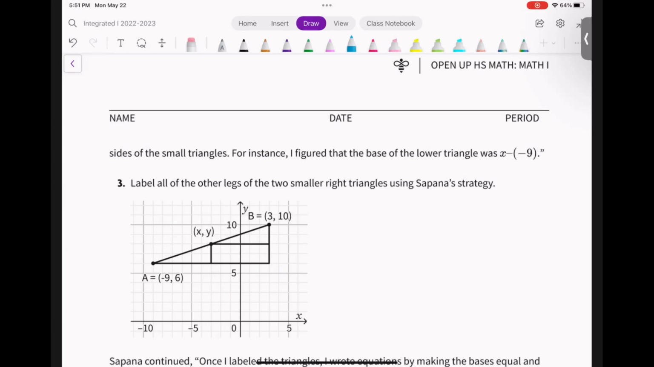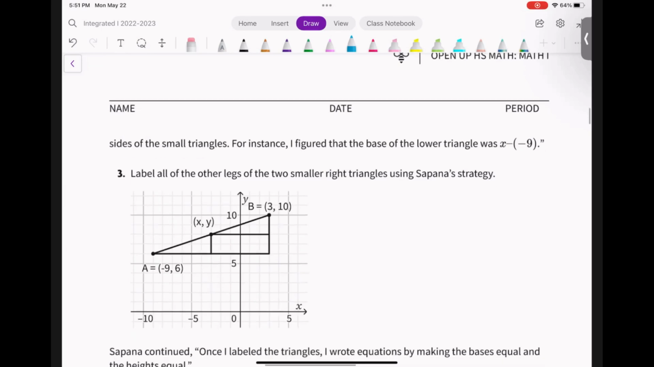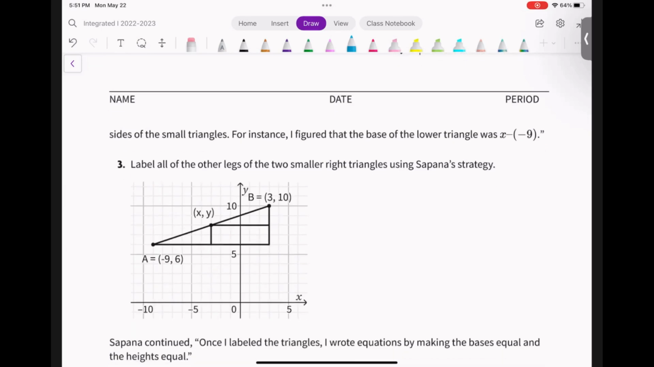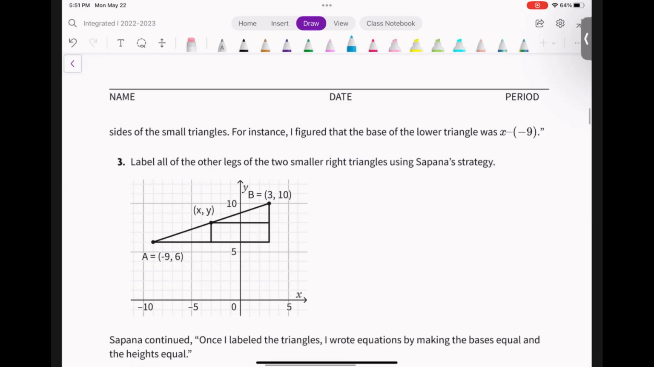Label all of the other legs of the two smaller triangles using Sapana's strategy. So they just want you to label how long each side is. Go ahead and do that. I'll give you a couple seconds. Come back to me when you're done.